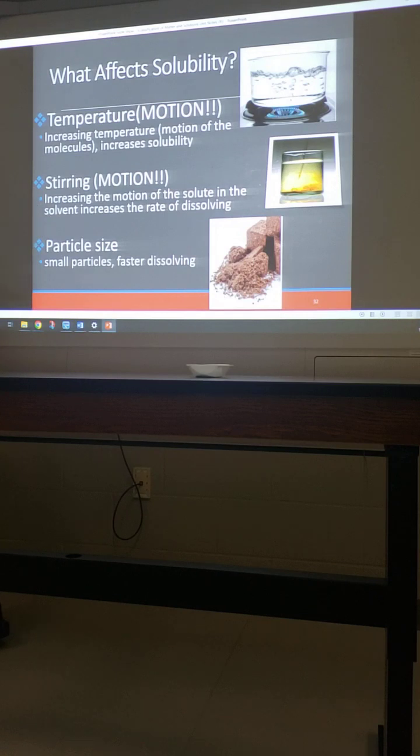So we can try to affect the solubility by doing these things to it, but at some point it's still going to become, that's it, it can't take any more. Right, and so it all comes down to the idea of surface area.